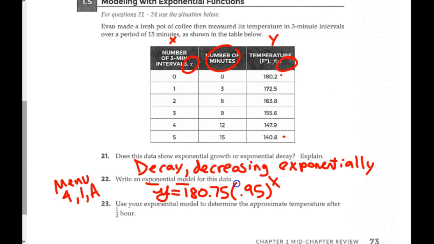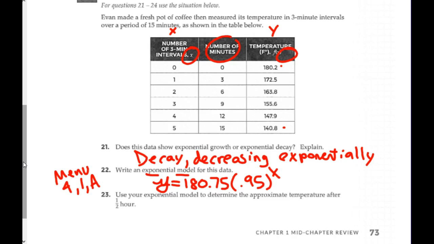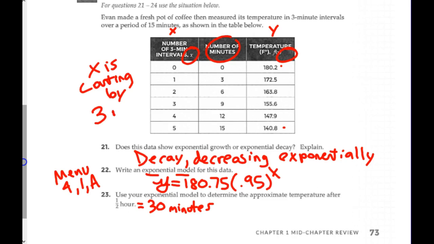Use your exponential model to determine the approximate temperature after 1/2 hour. Now, a half hour is 30 minutes. We're not going to look for 30 on our x, because x is counting by 3 minutes. So what would x be to get to 30 minutes? x has to equal 10, because each x is 3 minutes, and 10 times 3 is 30 minutes, half an hour.